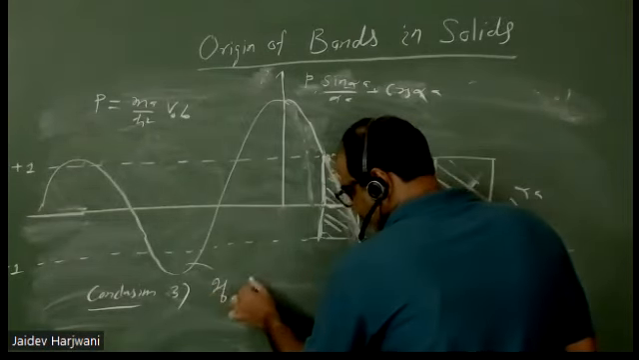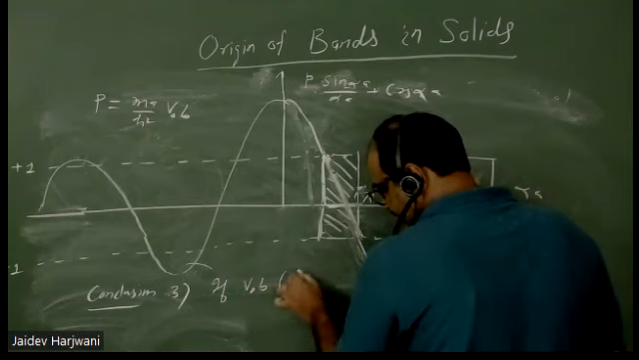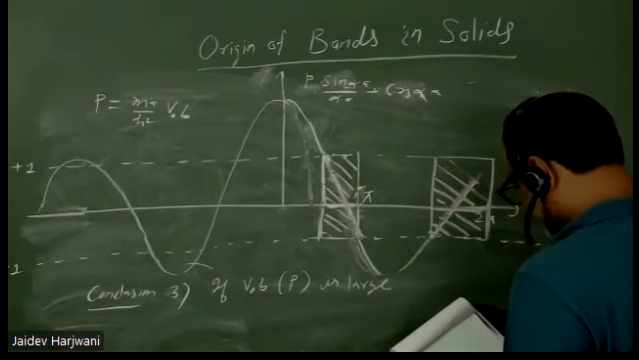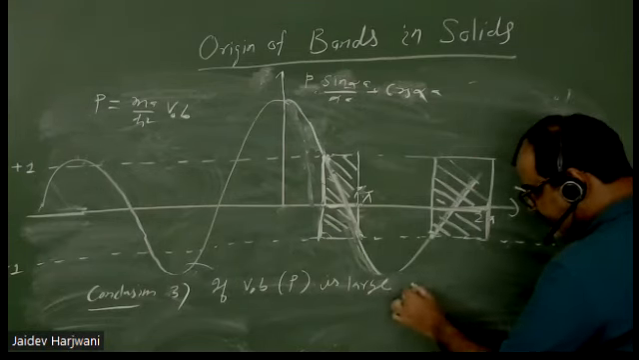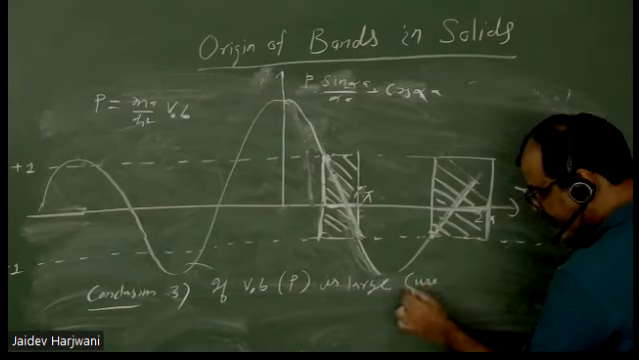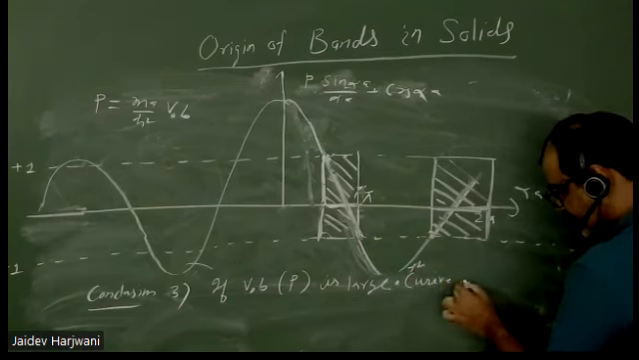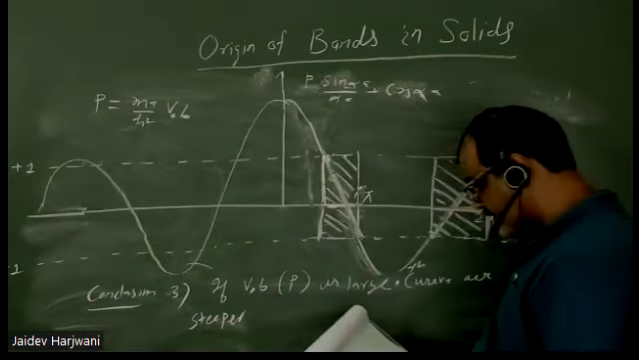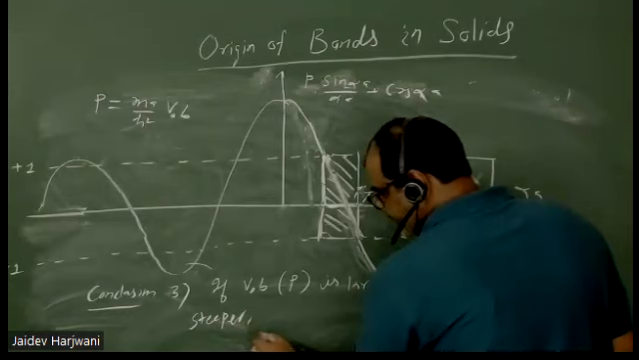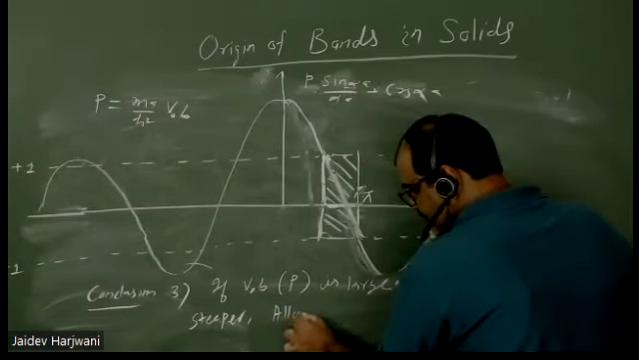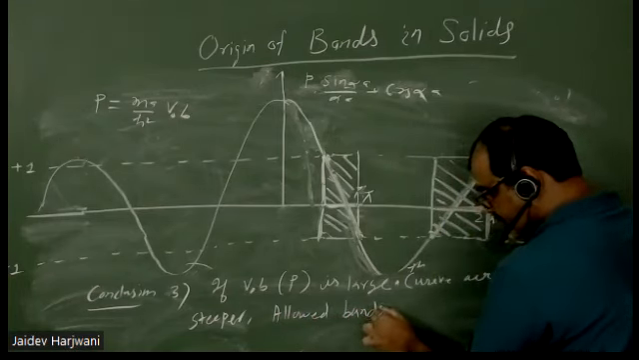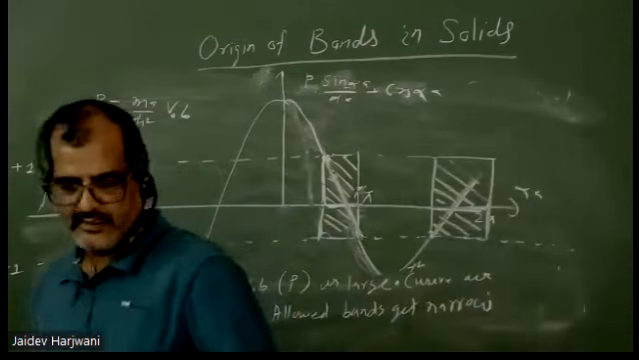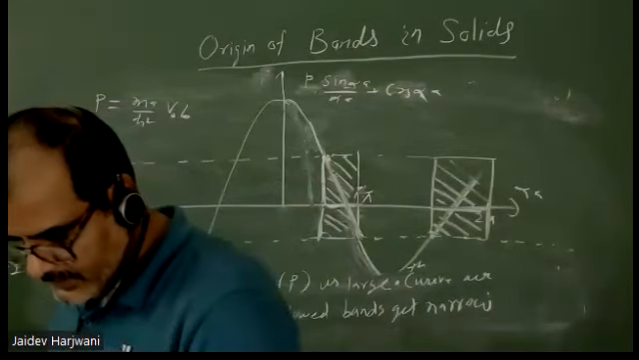Now point number 3: if the potential barrier strength V0 b, in brackets P, is large, then the curves are steeper, that means the allowed bands get narrow. Your allowed bands will keep becoming narrow.